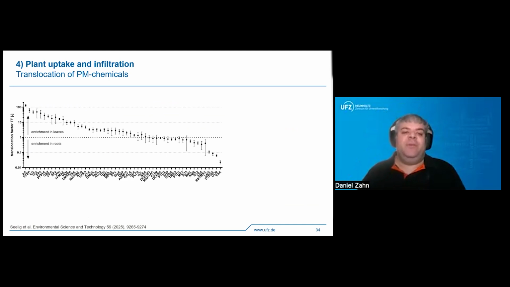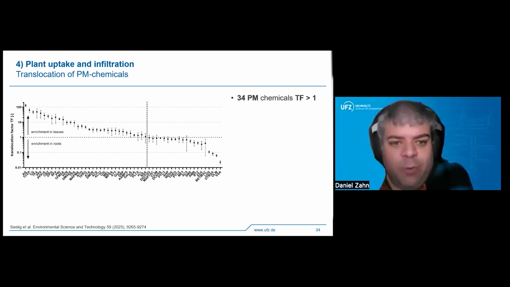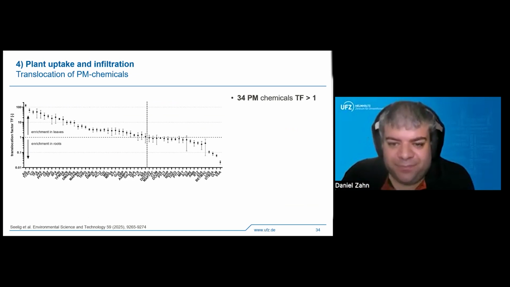A translocation factor greater than 1 means we have enrichment in the leaves. The chemicals are predominantly transported towards leaves, and below 1 means they mainly remain in the roots. We have around 2/3 of our chemicals with a translocation factor greater than 1.